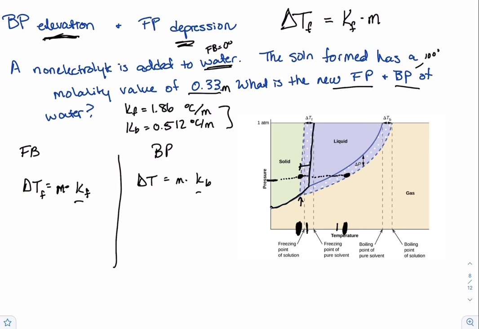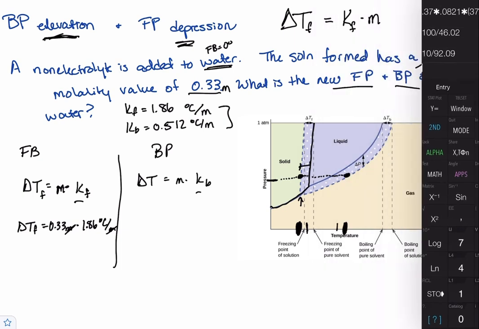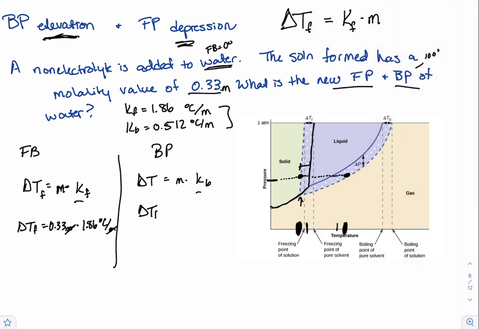All right, so we just take our molality, 0.33 molality, times our Kf value, which is 1.86 degrees Celsius per molality. Notice our molalities cancel. And that gives us, actually, I'm going to fill the other one in too. Delta Tb is equal to 0.33 molality times 0.512 degrees Celsius per molality. So the molalities cancel. So now I can solve for both of them. That's supposed to be Tb. Tb, that's Tf.